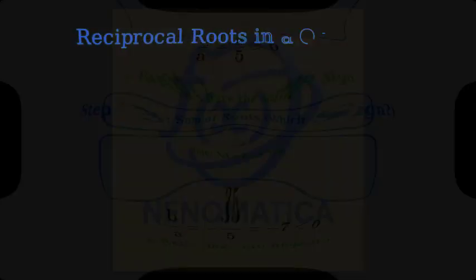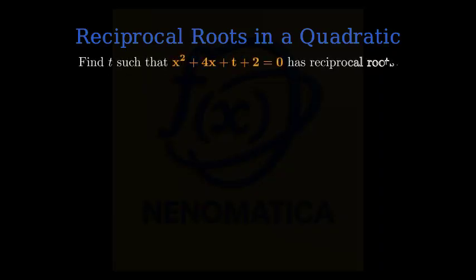In this video, we will solve a quick but powerful algebra problem using a very visual approach. Find the value of t so that the quadratic equation x squared plus 4x plus t plus 2 equals 0 has two reciprocal roots. To organize our thinking, let us place the equation next to the general quadratic form and recall Vieta's formulas for sums and products of roots.